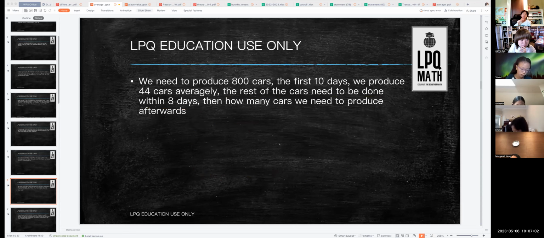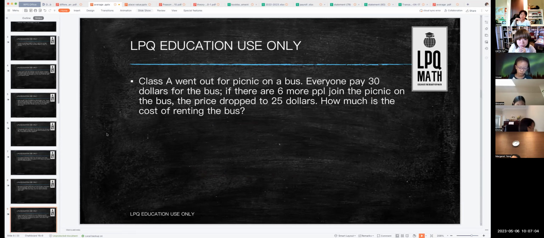Okay, let's take a look at the next one. I think this is the hardest one. If you get this one right, later ones will be easier, though different. Class A went out for a picnic on a bus. Everyone paid $30 for the bus. If 6 more people join the picnic on the bus, the price drops to $25. How much is the cost of the bus?